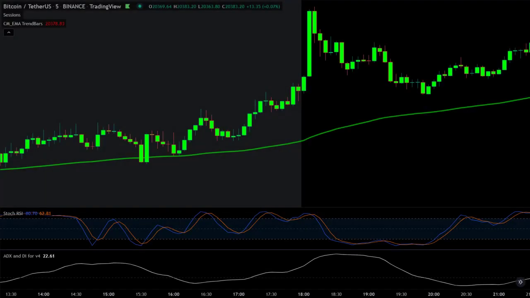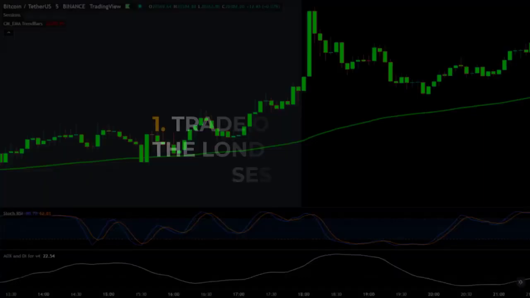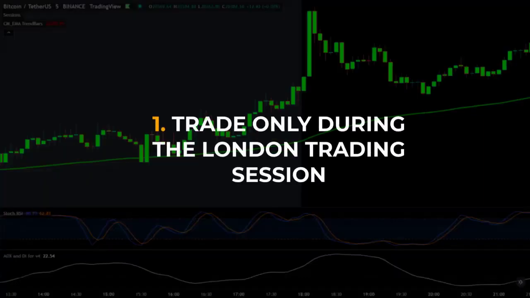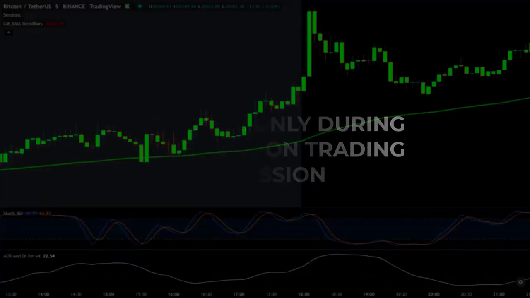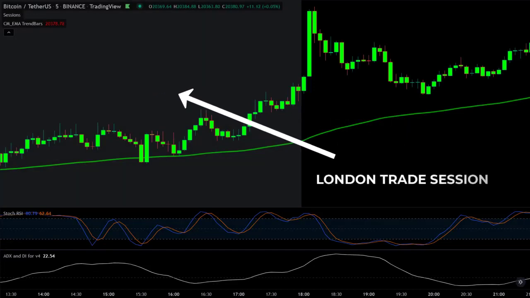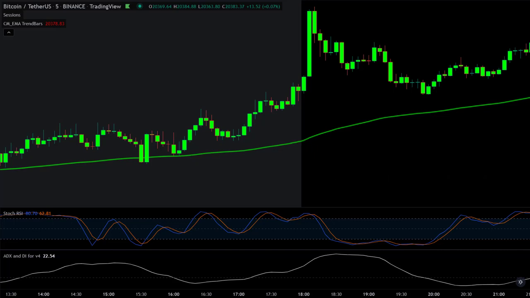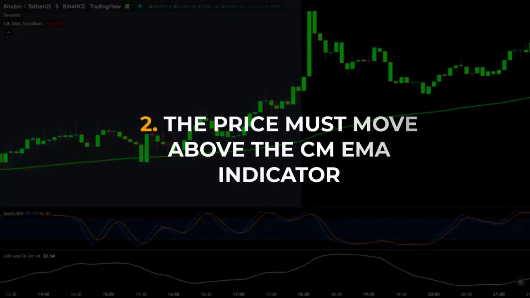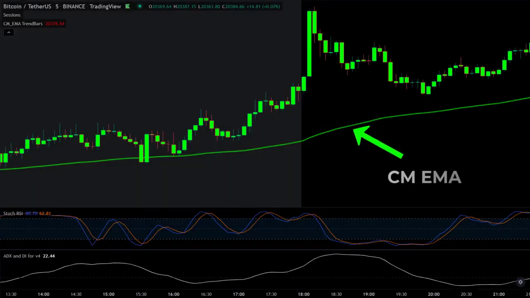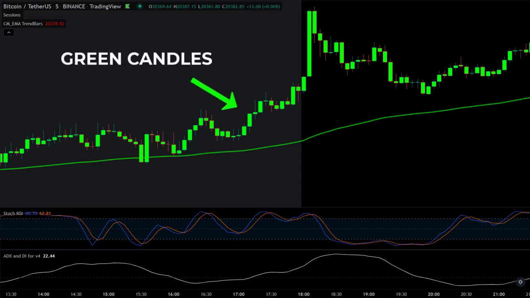There are a few rules for this strategy before we are allowed to open a buying position. The first rule, of course, is that we only trade in the gray area since this is the London trading session. So once the price rises or falls out of this area, we are not allowed to open a position. The second rule is that we want to see the price above the CM-EMA indicator. That is this green line. As soon as the price moves above this line, you'll also see that the candles will be colored green, so you can easily characterize this.